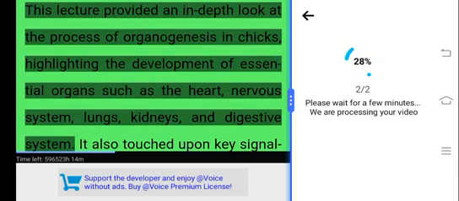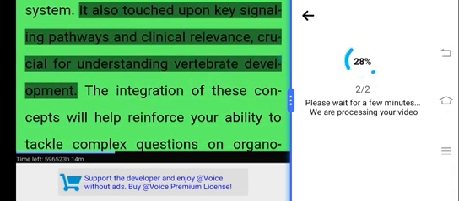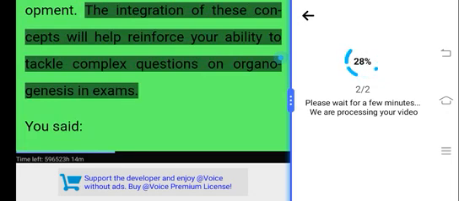This lecture provided an in-depth look at the process of organogenesis in chicks, highlighting the development of essential organs such as the heart, nervous system, lungs, kidneys, and digestive system. It also touched upon key signaling pathways and clinical relevance, crucial for understanding vertebrate development. The integration of these concepts will help reinforce your ability to tackle complex questions on organogenesis in exams.